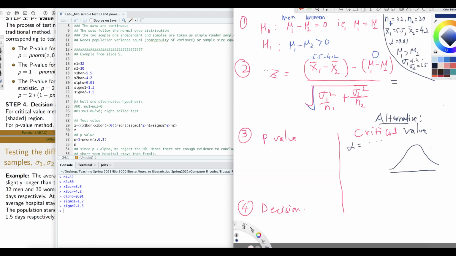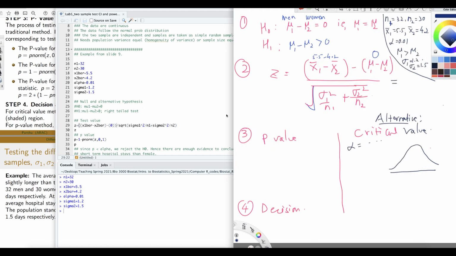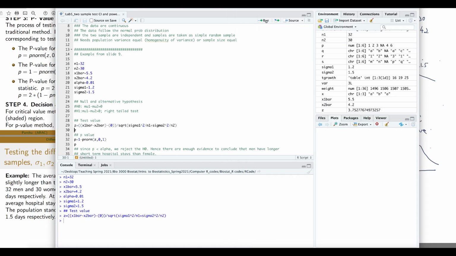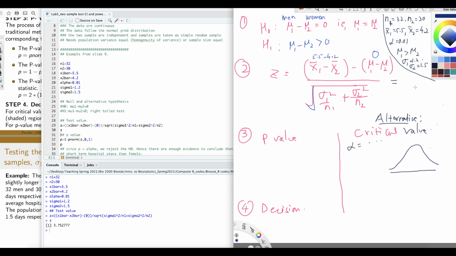Now what is the value of G? Look at that: x1 bar minus x2 bar. See, there is a parenthesis minus 0, and the whole thing is divided. For this one, I have enclosed the whole numerator by a parenthesis. And for the denominator, it is the square root of sigma 1 square over n1 plus sigma 2 square over n2. Let me find out how much that is. So the G is 3.75. That's what I got here. 3.7527. That is the G, or the test value.